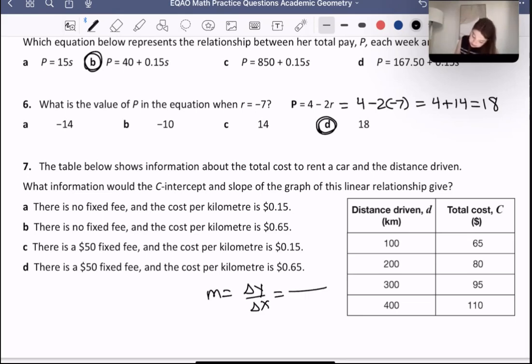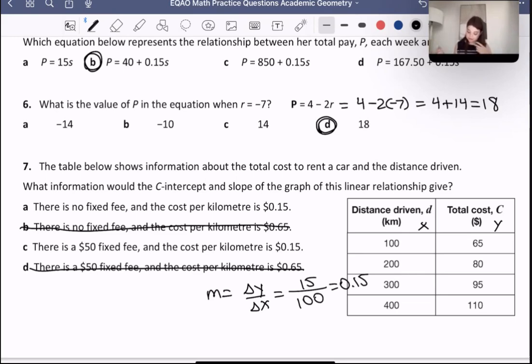So delta x is going to be 200 minus 100, which is 100. And delta y is going to be 15, right? 80 minus 65 is 15. So our slope is 0.15. Okay, so therefore we know that it's not B or D because we know that the cost per kilometer, the slope, is 0.15.